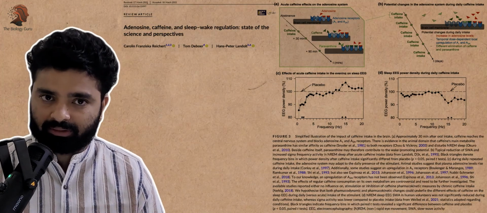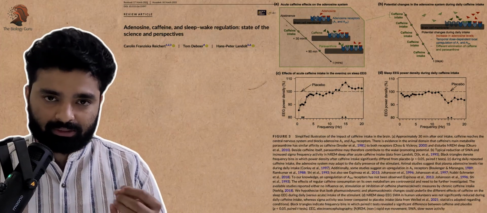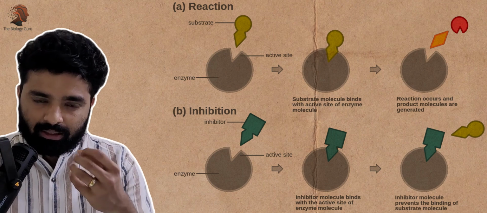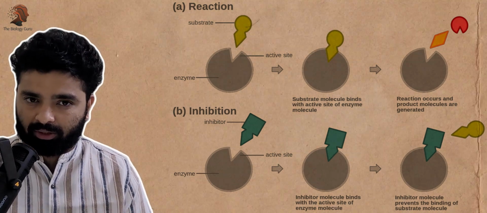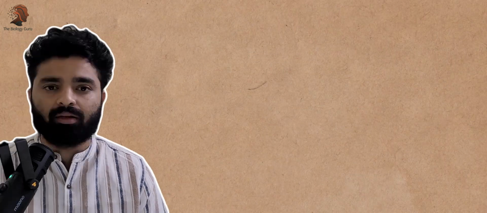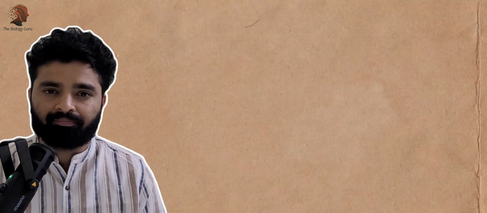Caffeine's molecular structure allows it to bind to these adenosine receptors competitively without activating them. So, what do I mean by competitive inhibitor? It competes with adenosine molecules to bind with the adenosine receptors. By binding to adenosine receptors, caffeine inhibits adenosine's ability to cause drowsiness and reduce arousal.